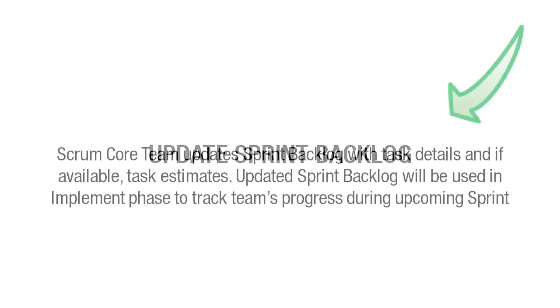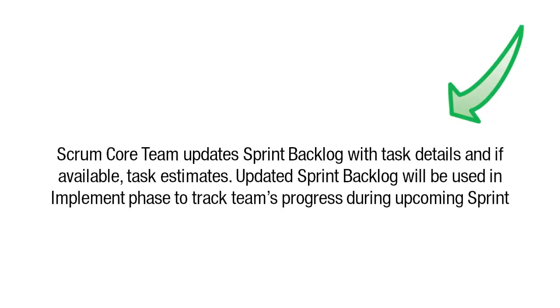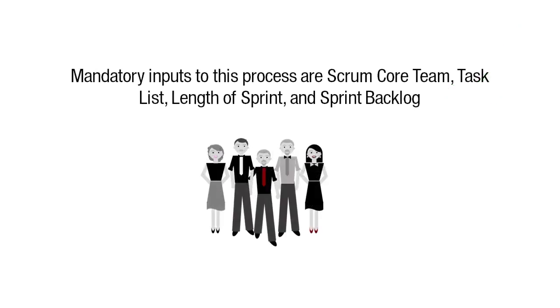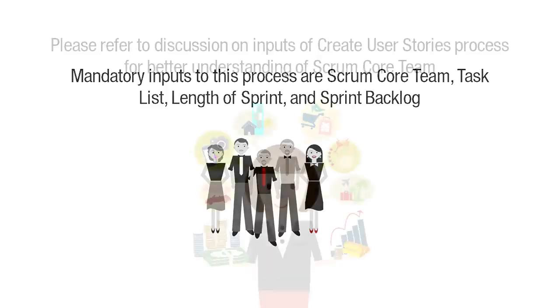Let us conclude this chapter by discussing the Update Sprint Backlog process. In this process, the Scrum core team updates the sprint backlog with task details and, if available, the task estimates. The updated sprint backlog will be used in the implement phase to track the team's progress during the upcoming sprint. The mandatory inputs to this process are Scrum core team, task list, length of sprint, and sprint backlog.